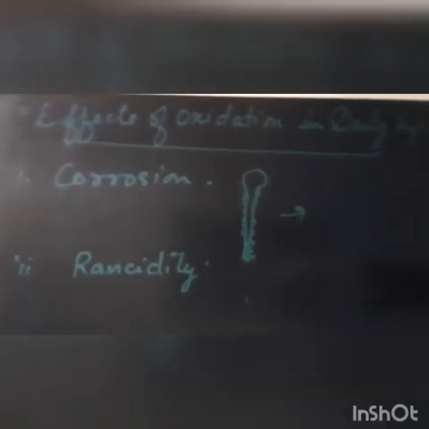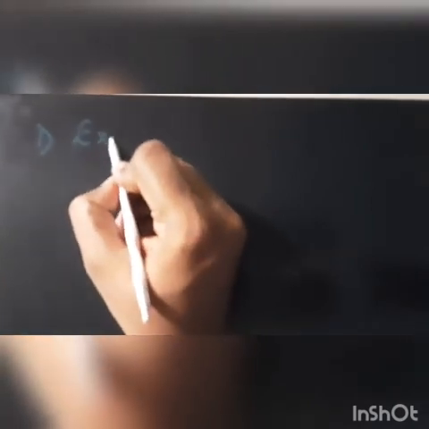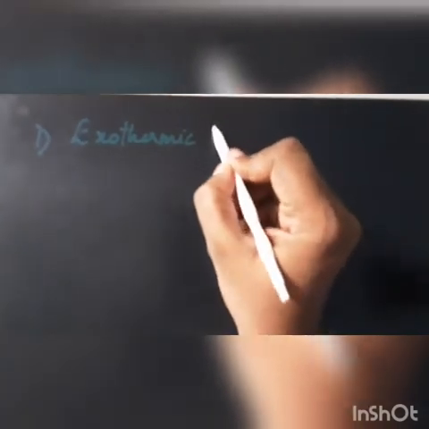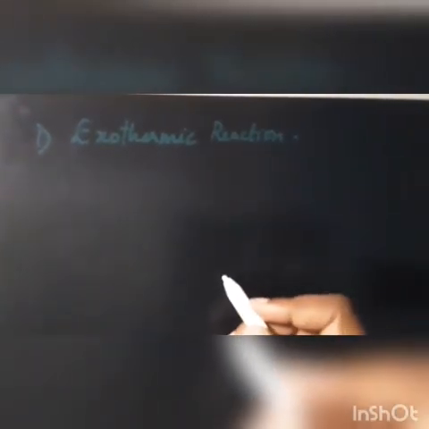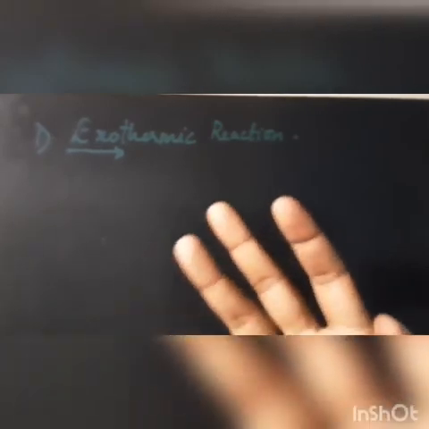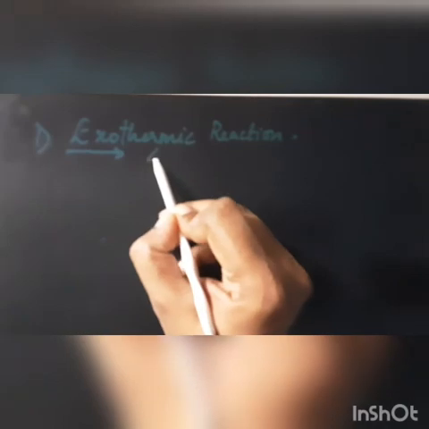Now we have different types of chemical reactions based on temperature. Based on temperature, the first is the exothermic reaction. What do you mean by exothermic reaction? A reaction in which heat is released. Exo means towards out. Thermic means temperature, heat, right?